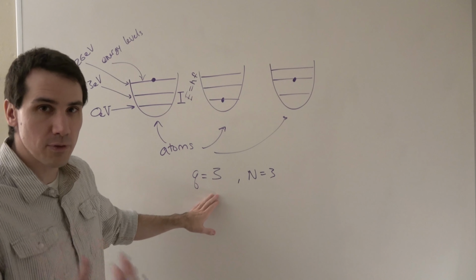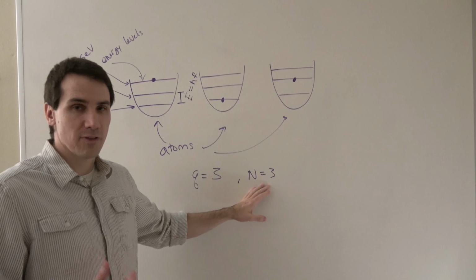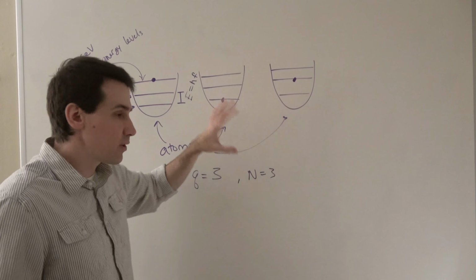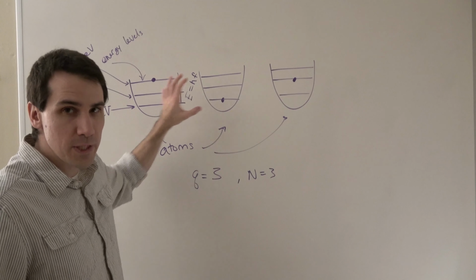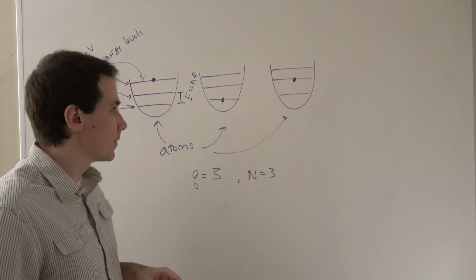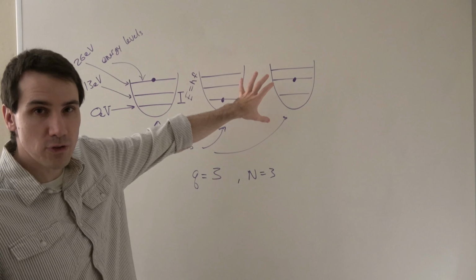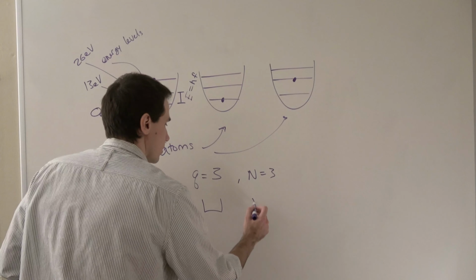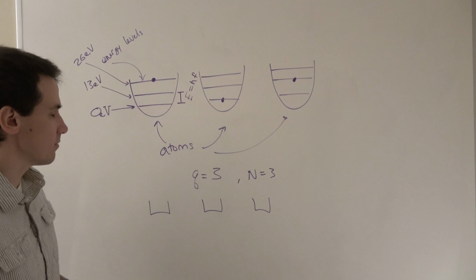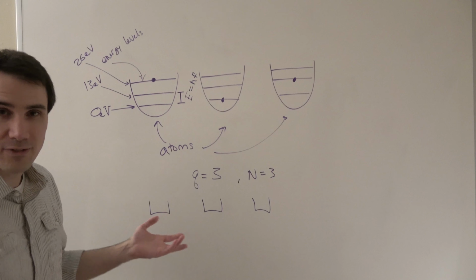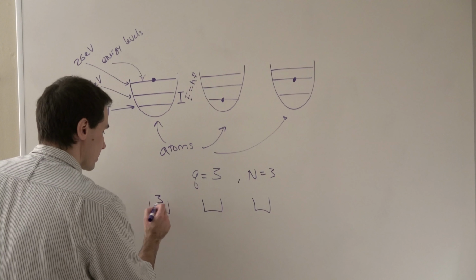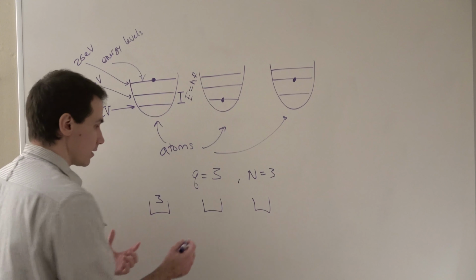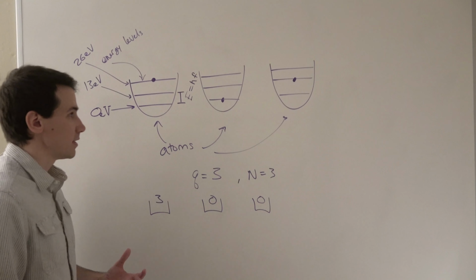So Q is the number of units of energy, N is the number of oscillators, and what I want to do is figure out how many ways I can rearrange 3 units of energy between these 3 oscillators. So this is one way of doing it. I'm just going to draw the atoms as simple boxes here, just to save myself some time. Another way of doing it would be to put all 3 units of energy into the first oscillator, and then I could have 0 units of energy in the second, right?